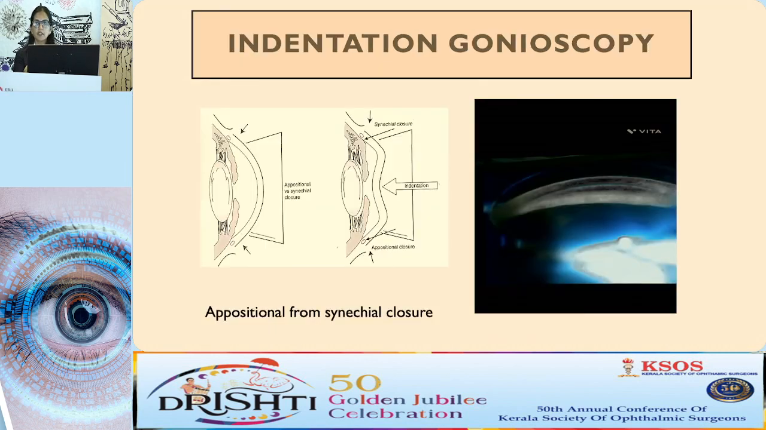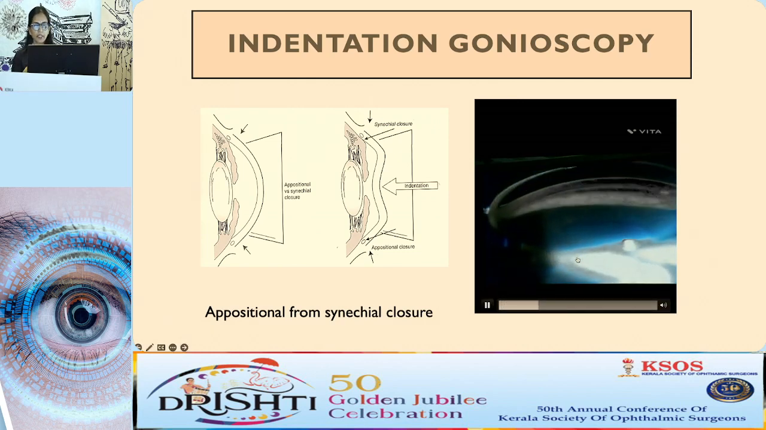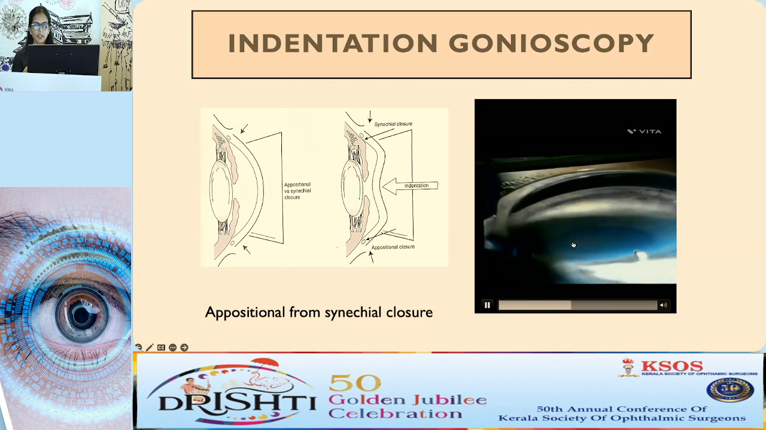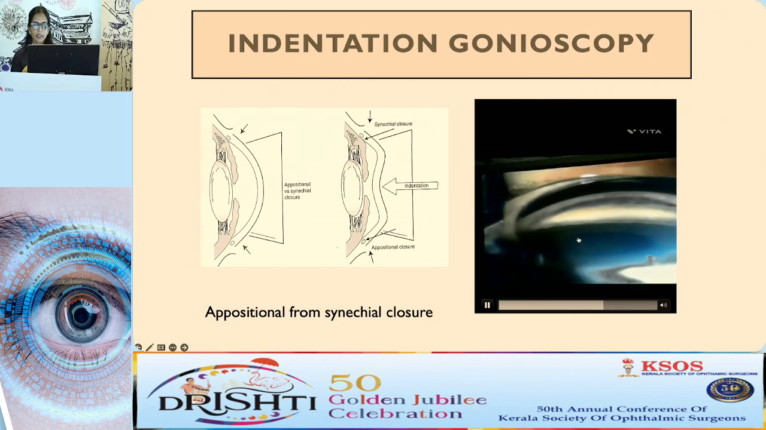Coming to indentation, we usually do it with Zeiss or Sussman lens, which has the same radius of curvature as that of the cornea. The apex is indented and we can differentiate an appositional closure from a synechial closure. This is the procedure of doing indentation. This is a closed angle. We can see after indentation the angle is opening up.